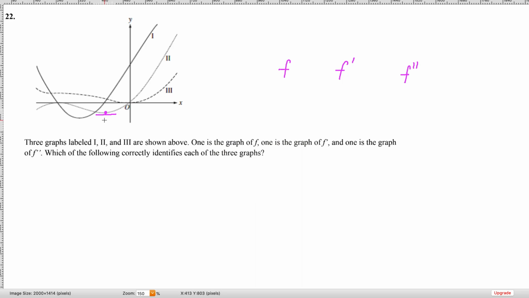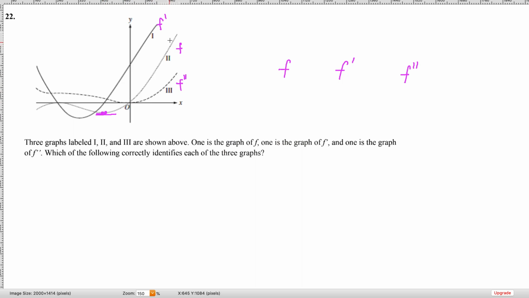So I already know that if 2 is f, then this third one cannot be f prime, because it needs to be 0 there, and it's not 0. The slope of the tangent line here is 0. It could be that 2 is f, and then this one could be f prime. But then that would force this to be f double prime.